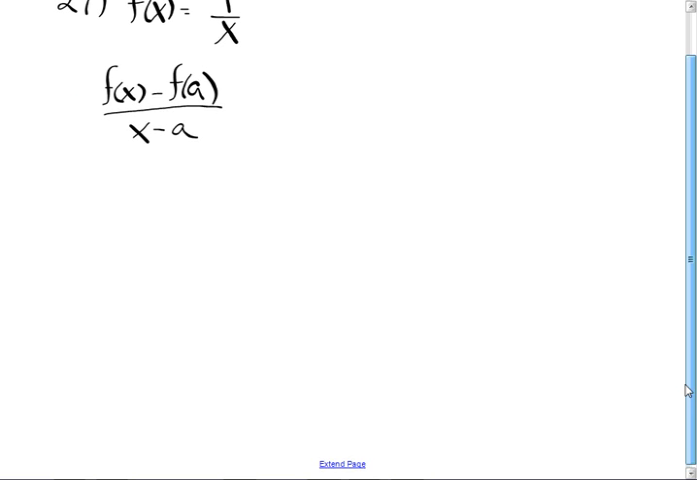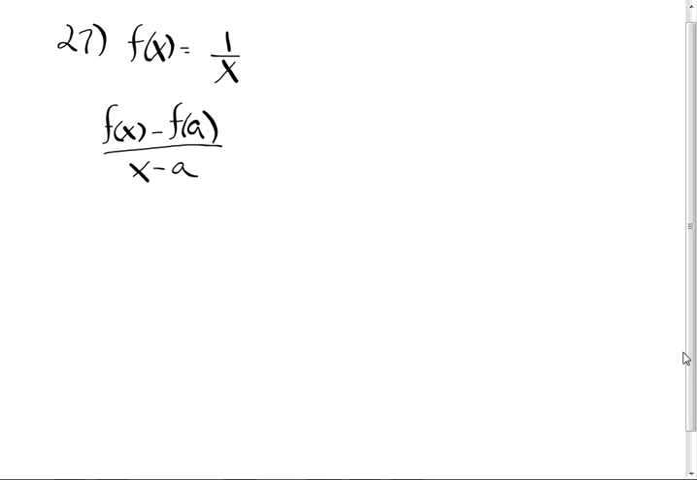What's f of x? It's 1 over x. What's f of a? 1 over a, all over x minus a. Okay, guys, all of you pay attention to this. Okay, Nick, Trevor, Zach, I think I got those right. I don't want to work with fractions. I just don't want to deal with it. You guys aren't very good with it either. So let's not. Let's just clear out the fractions.